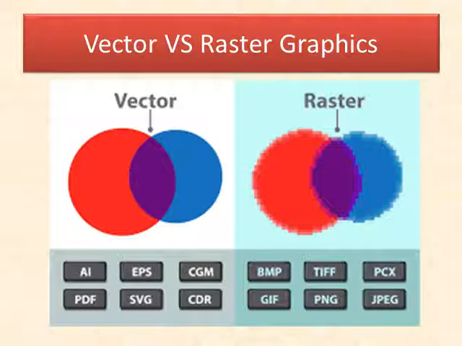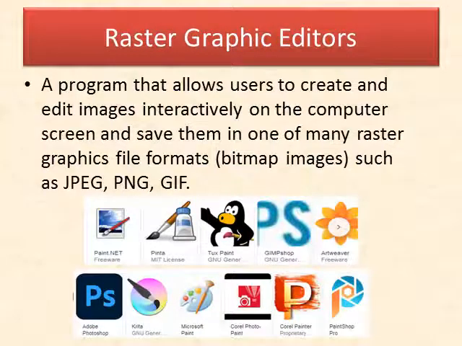Vector graphics are computer graphic images that are defined in terms of points on a Cartesian plane, which are connected by lines and curves to form polygons and other different shapes. The various vector and raster graphics formats are given here. As we enlarge it, the raster graphics become blurred. The clarity won't be there.